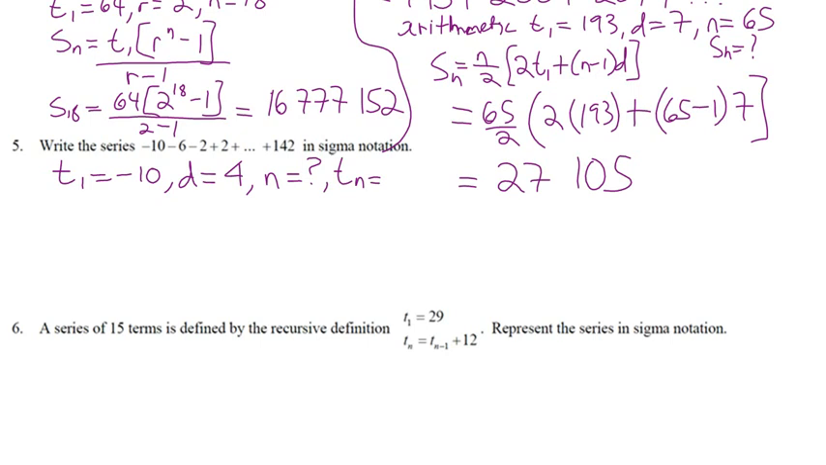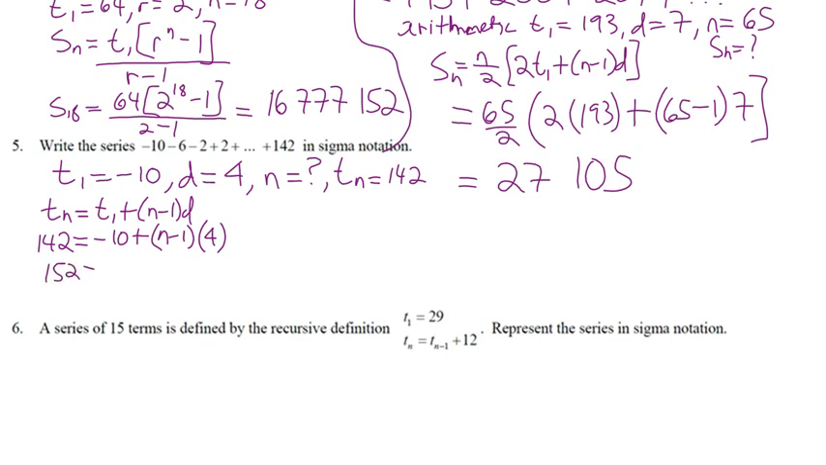What's T sub n? 142. Yeah, 142. Okay. So, T sub n is T1 plus n minus 1 times D. 142 is negative 10 plus n minus 1 times 4. What's your first step? Add 10 to both sides. What's your next step? Divide by 4. What do you get? 38. What's N? 39.